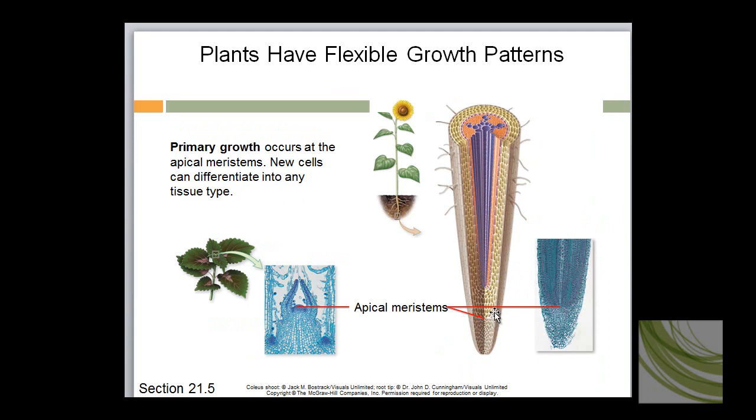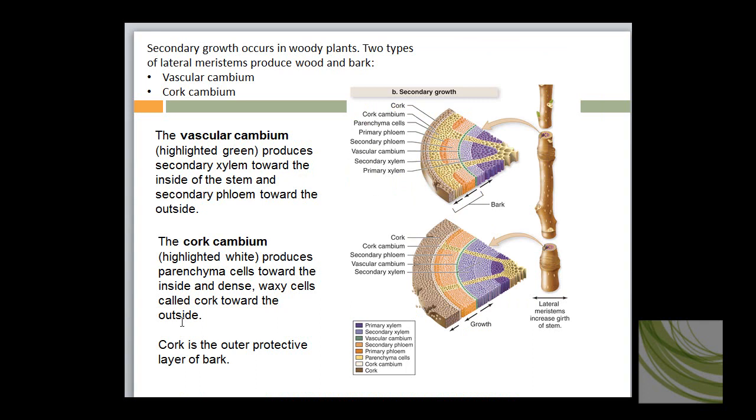Here is the root. Now the root cap is a hardened area, and then your apical meristems, instead of going up, are going down on different root types. You can see some microscopic versions of that.